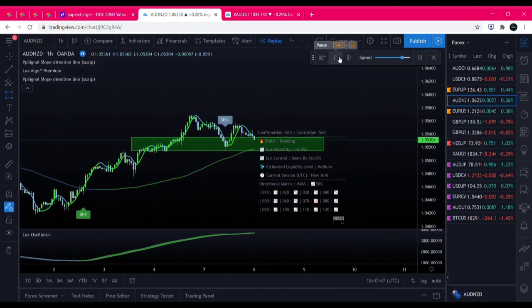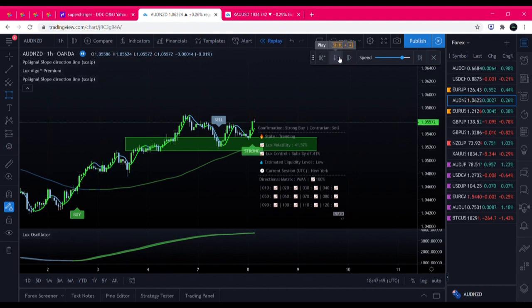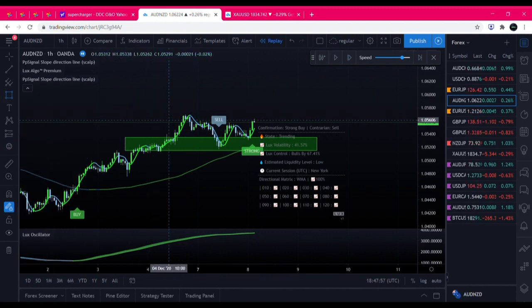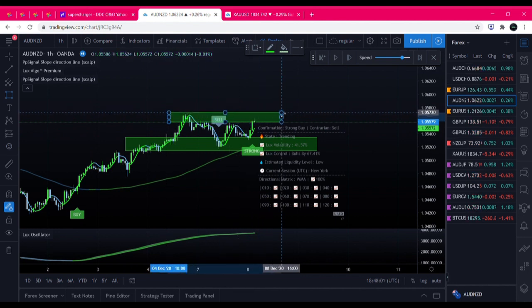Okay, so what does that tell me? This tells me this is a zone. So what am I gonna do? I'm gonna draw a rectangle, because it's always an area. It's never just a line. So we're just gonna draw a little area right here. And like I said, it's not always gonna touch it. You're not gonna be 100% accurate when you draw these. It's just as close as you can get.